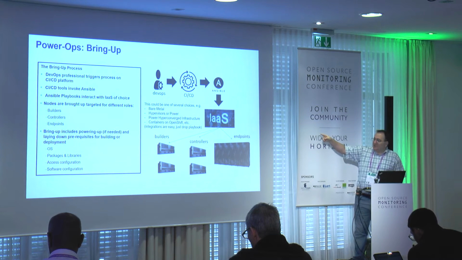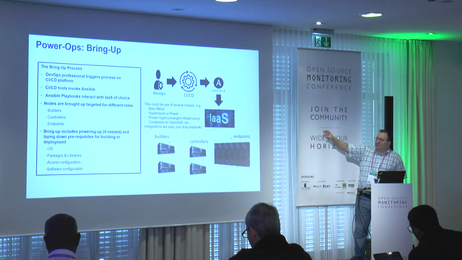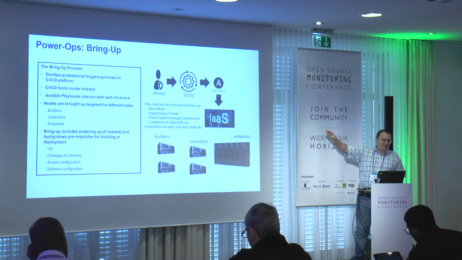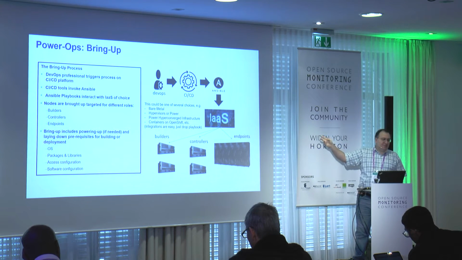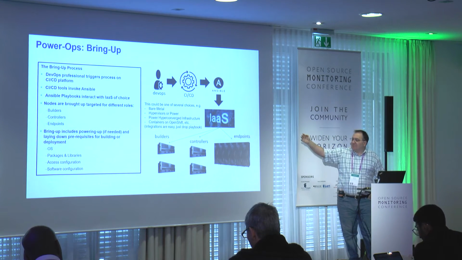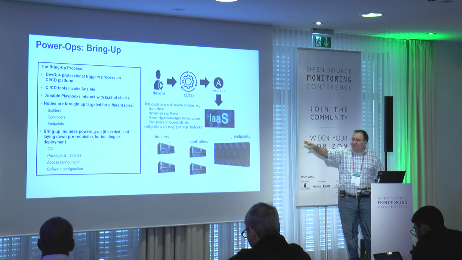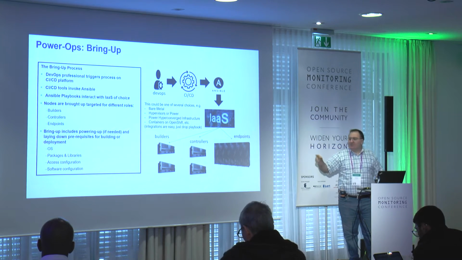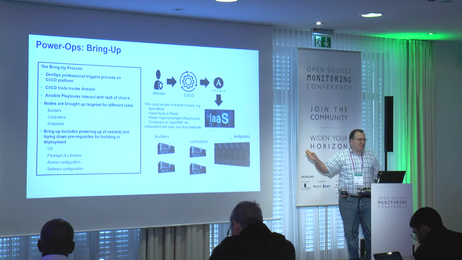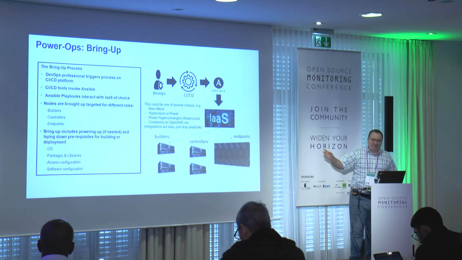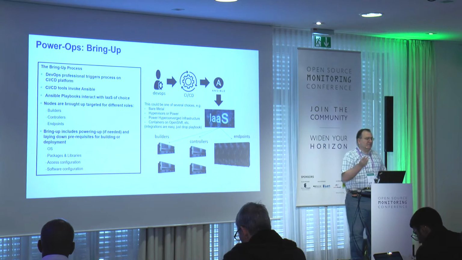Then the infrastructure, so this IaaS layer, it's called the infrastructure as a service, right? So it's supposed to do the bring up and configuration of the other nodes that are in the architecture, right? So you have three types of nodes then.